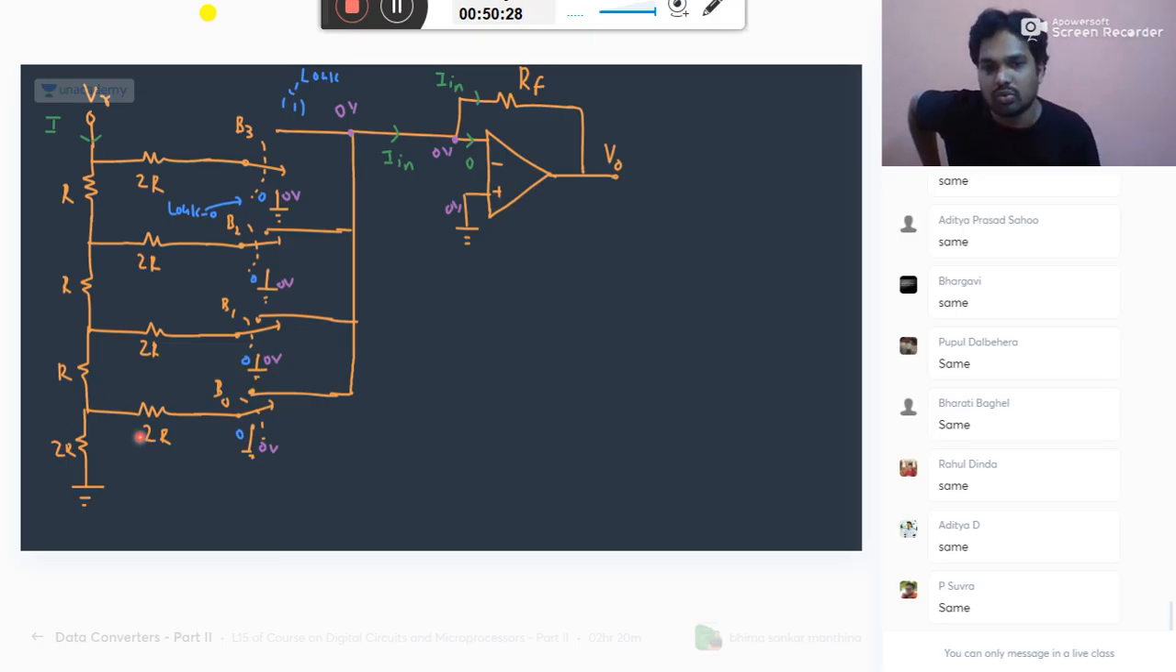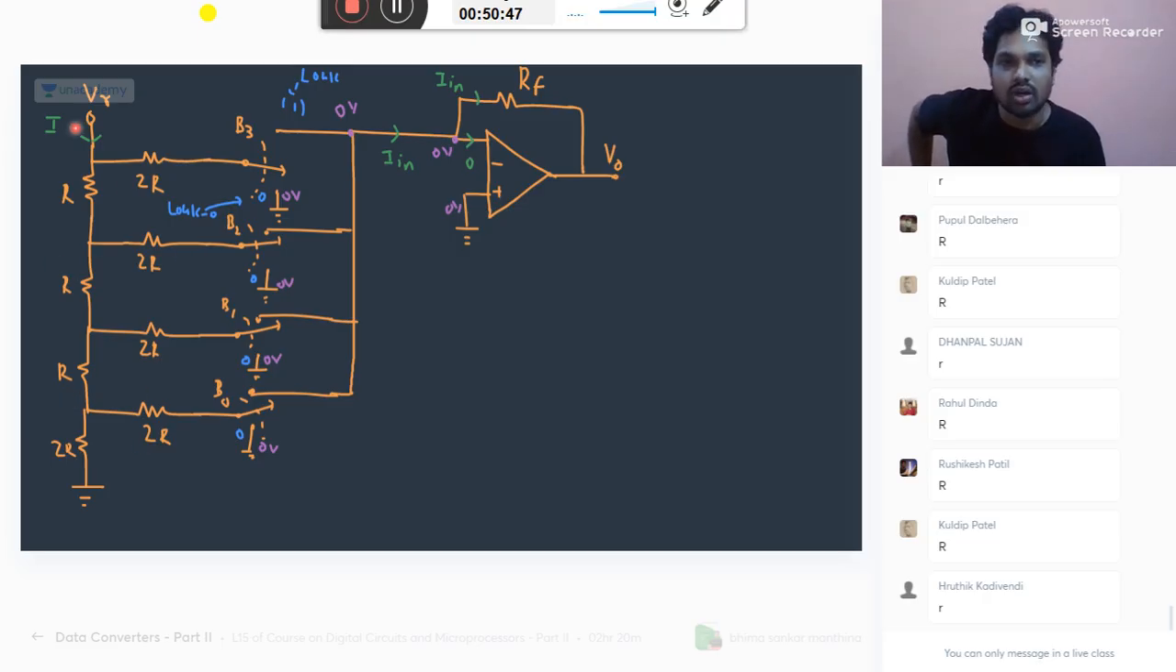2R in parallel with 2R will give you R. Series with R, 2R, again parallel with 2R, gives R. So this total impedance will be equal to R. So what is your I? It is VR by R.